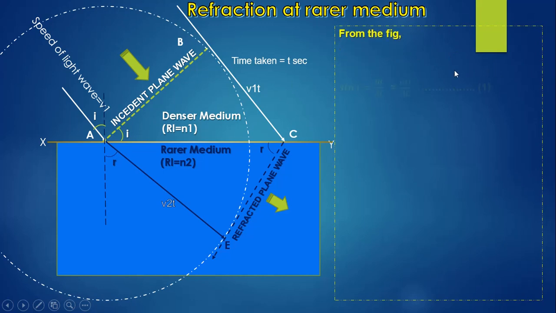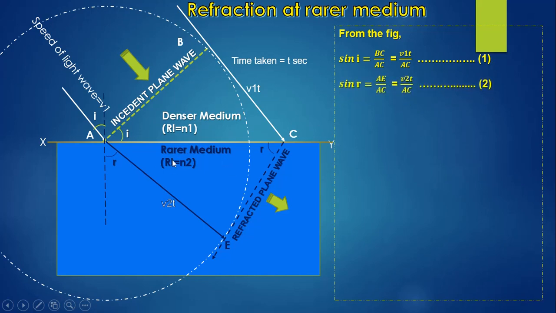From the figure, we have to take the sine of this angle I. For the triangle ABC and for the angle I, BC is the opposite side and AC is the hypotenuse. So sin I equals BC upon AC. The value of BC is V1 into T, divided by AC. You have to write it as equation number 1.